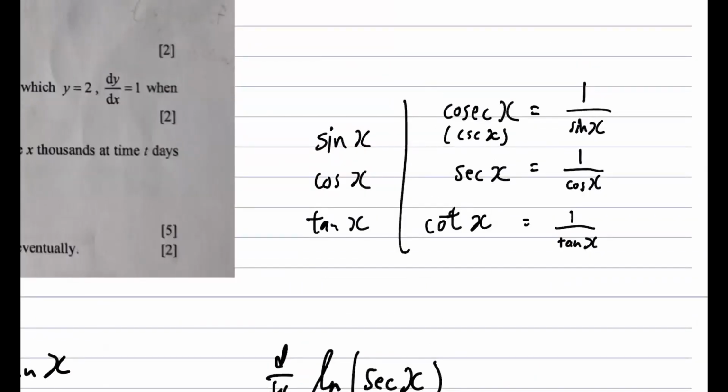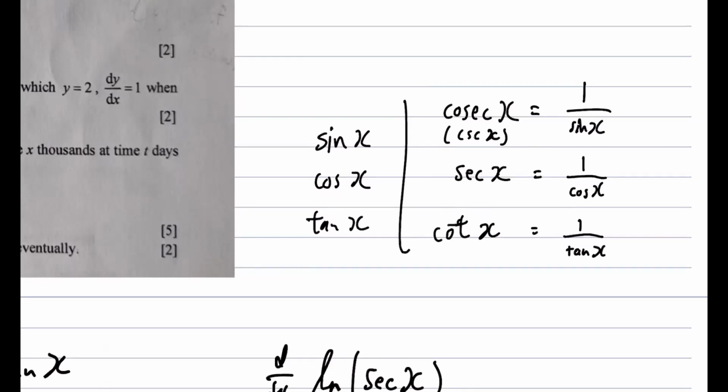Co, no co, co. It's a mnemonic. Here have co, here don't have. Here don't have, here have. Here have, here don't have. Can you see a pattern? So 1 over, 1 over, 1 over.